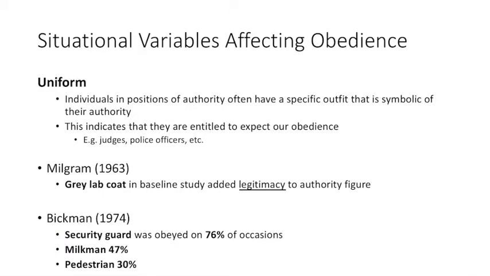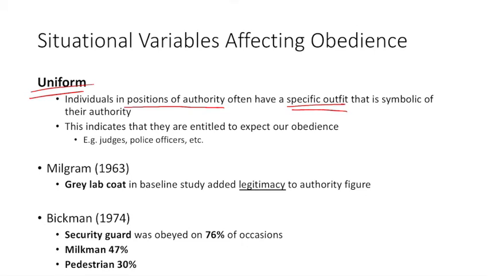The final variable is uniform. Now, just a note that this wasn't actually studied by Milgram himself. Others have done variations of Milgram's experiment to test this variable. So, what we believe is that individuals in positions of authority often have some sort of specific outfit that is really symbolic of their authority, and it indicates that they are entitled to expect our obedience. Think police officers, think judges, think army officers. What they wear tells us that they're important and that they ought to be obeyed.